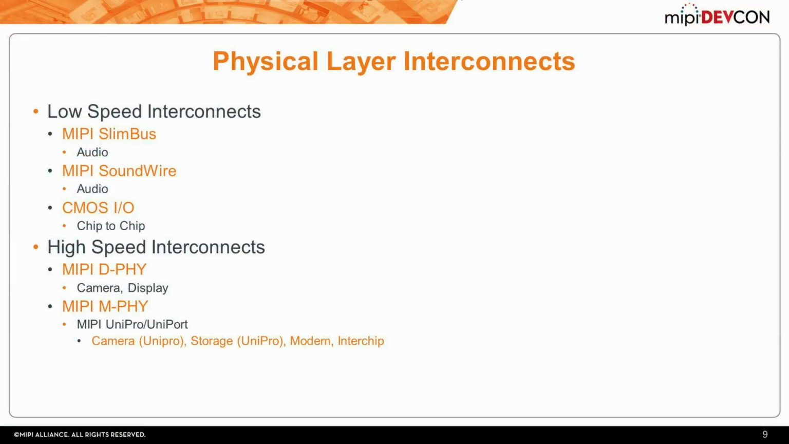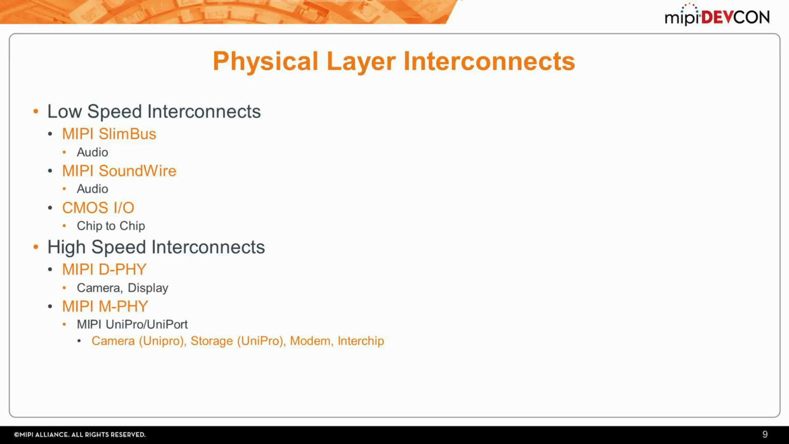There are different MIPI technologies, as you know. I'm sure there's a broad spread of what people are working on here. They range from the slow speed interconnects, SLIMbus for audio, SoundWire also for audio, and then low speed chip-to-chip CMOS I/O. Then we go into the high speed. We have D-PHY, and also C-PHY, which has been used for camera and display, and then M-PHY, which we're using for storage, as Perry mentioned in the previous presentation. The development from eMMC to UFS is quite a significant change in storage for cell phones.